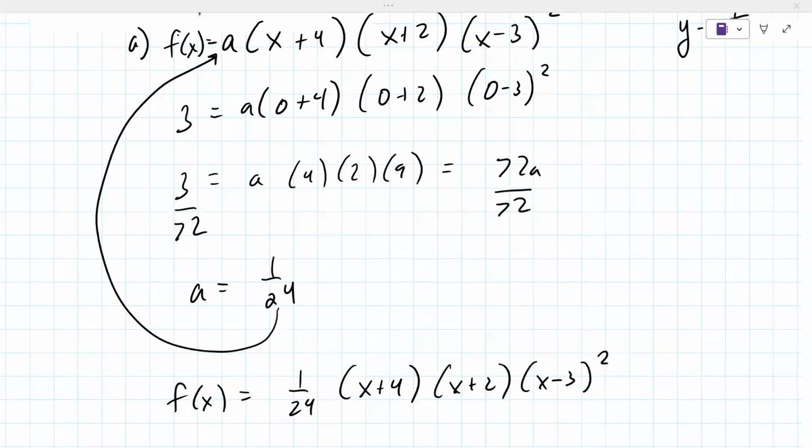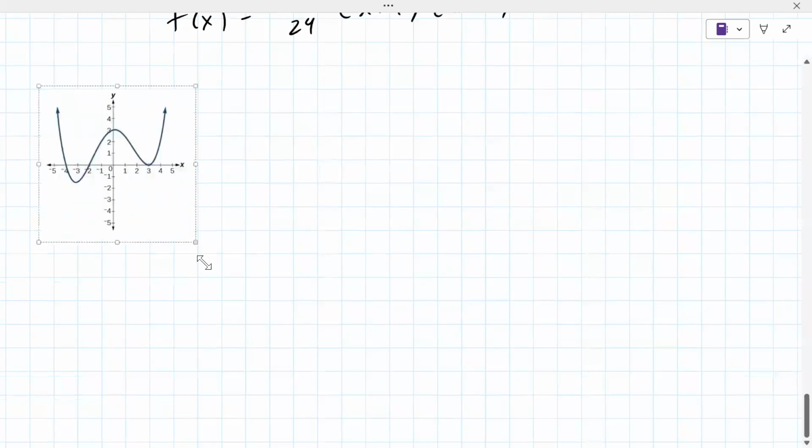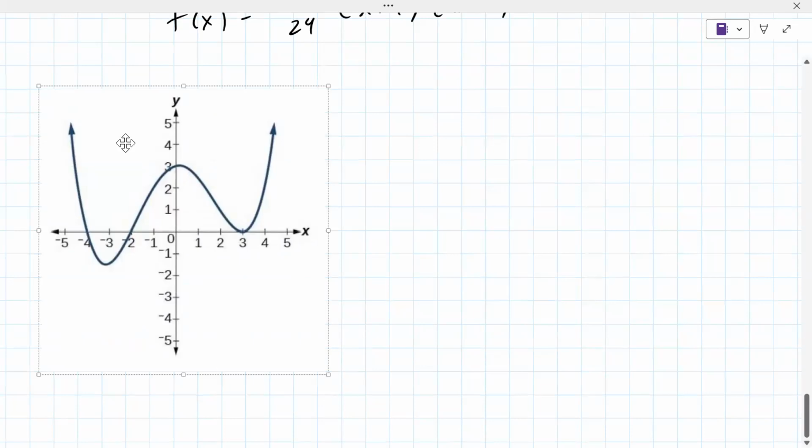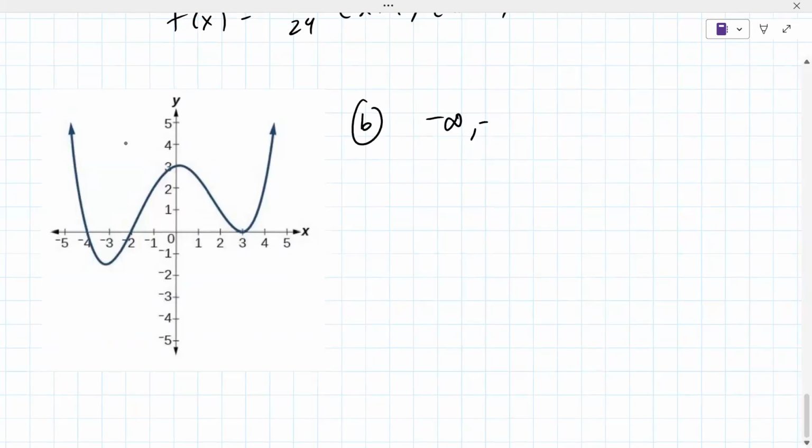And all the intervals that it's decreasing would just be, this is part B, from -infinity to -3, then 0 to 3.